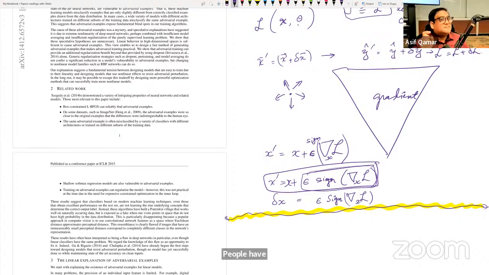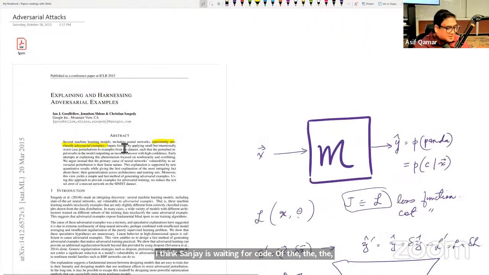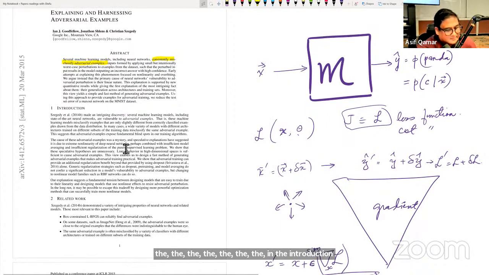Sanjay is waiting for a comment. Go ahead, Asif, you can explain the statement about the regularization techniques not being effective in reducing vulnerability. In the introduction, the second paragraph, last sentence: generic regularization strategies such as dropout, pre-training, and model averaging do not confer a significant reduction in the model's vulnerability to error, but changing to nonlinear model families such as RBFs can do so.